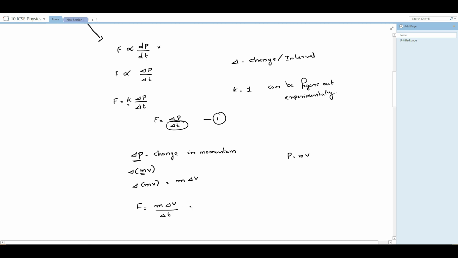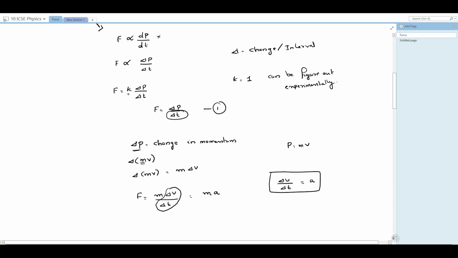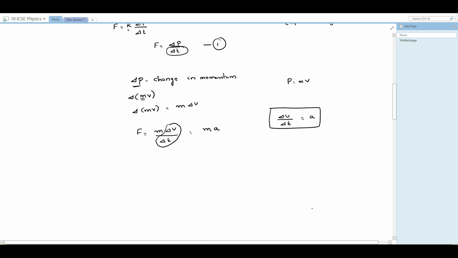Now look carefully, what is delta v by delta t? Change in velocity with respect to time. It is called acceleration. Delta v by delta t is equal to a. Clear? I hope you have no doubt. That's how we got F = ma.